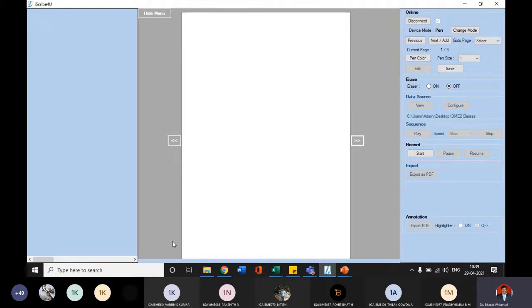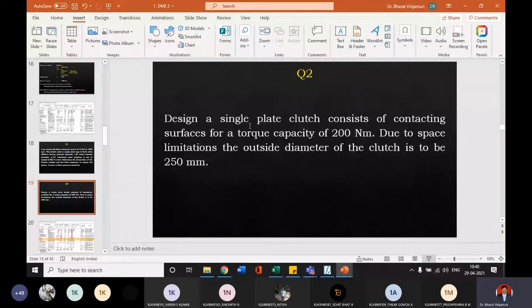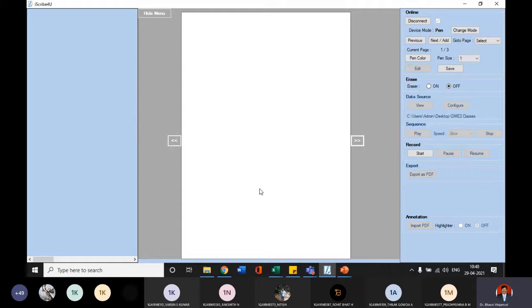So once again, question number 2, what is he trying to talk about? Design a single plate clutch. So we will be trying to design a single plate clutch. Question number 2, type of clutch: single plate. So by default, the value of i will be equal to 2. This size will be okay, right? Handwriting. Yes, sir.